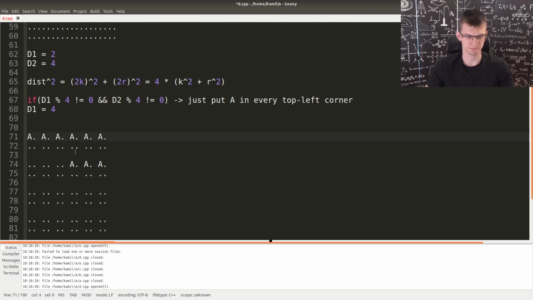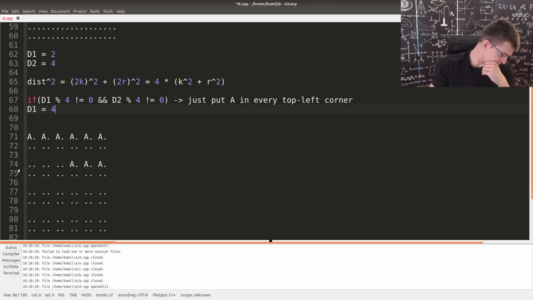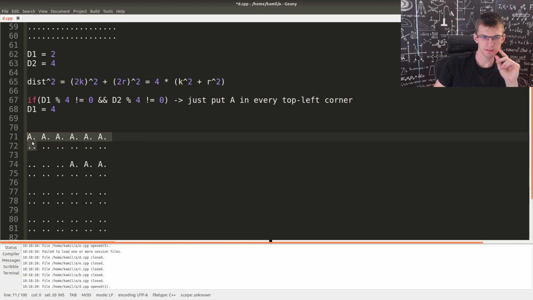Can I fix it? In particular, if both are divisible by 4, no. Is this true? This first A forbids only one of those 4 cells.